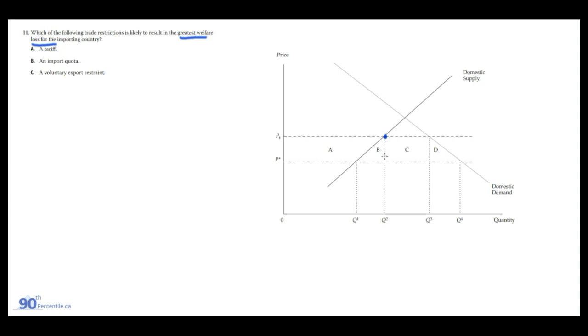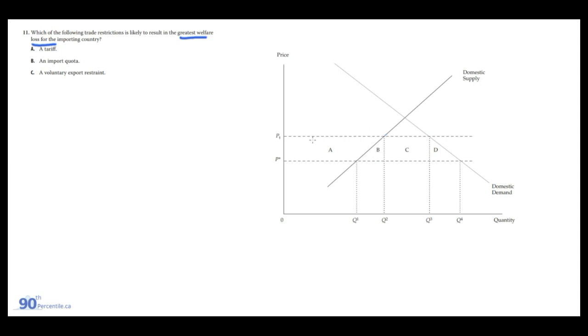The area C is the government tax revenue, right? Because now their price increased this much. This difference is the tax or the tariff that they put on, and they are receiving this tax revenue on the new amount of the import. So where demand exceeds supply, the area C is the government revenue from the tariff.